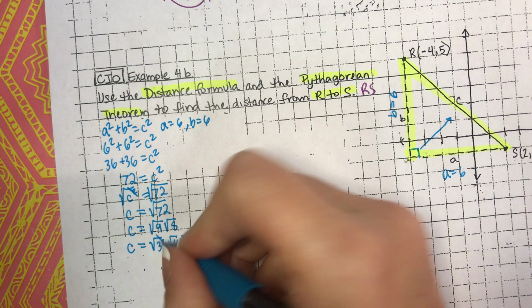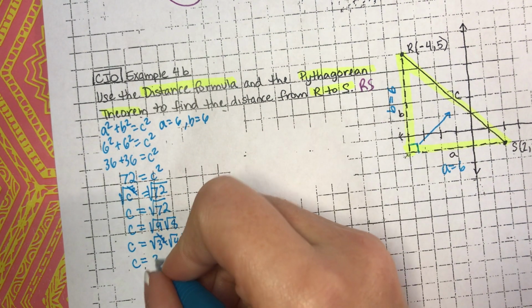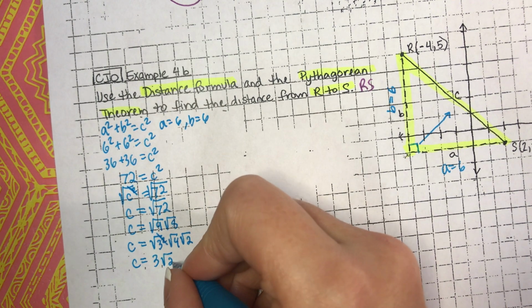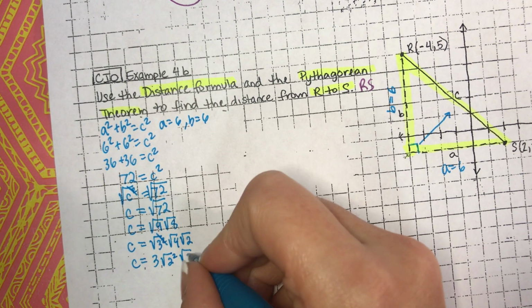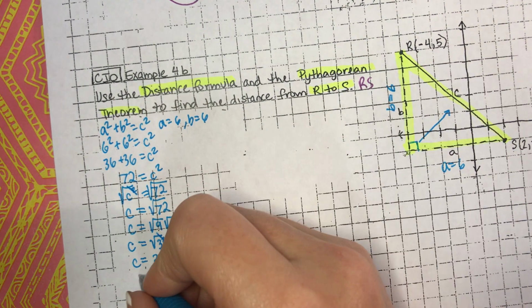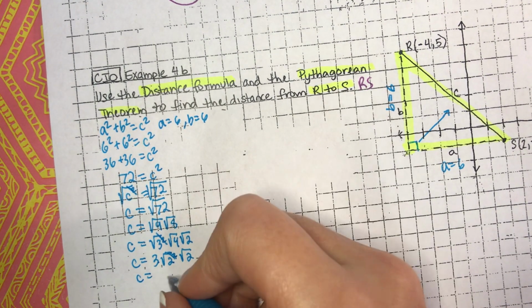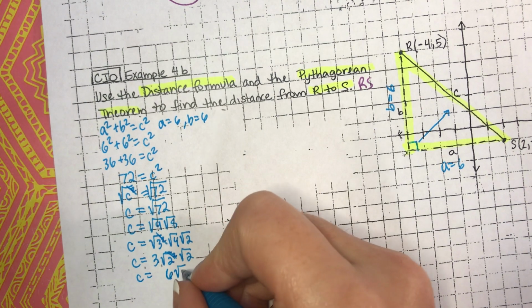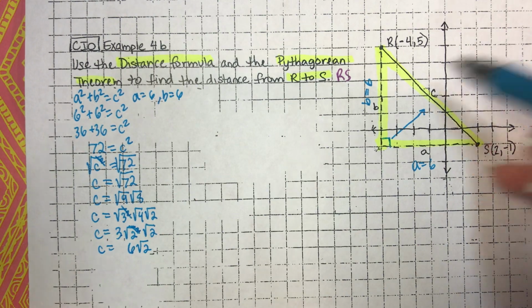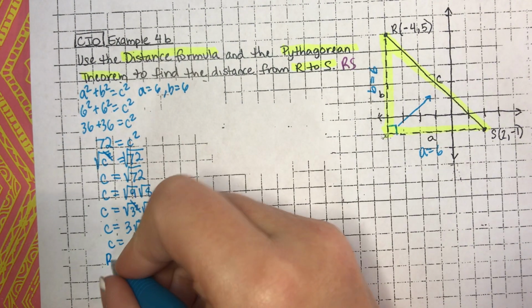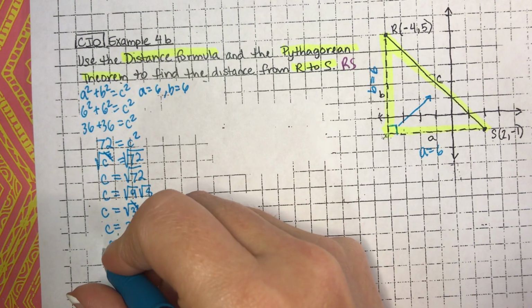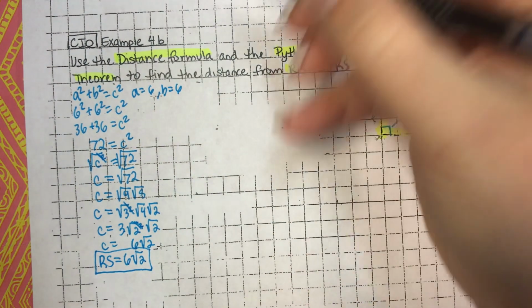So we have a little fruit ninja action happening there. We got that 3, and then the 4, that's the same thing as 2 squared, and then the square root is 2, right? And then this square root and that squared cancel each other out. So we are left with 3 times 2, which is 6 square roots of 2. So that's what C is, which is our distance, which is RS. So RS is equal to 6 square roots of 2. If you got that right, perfect, perfect, perfect.